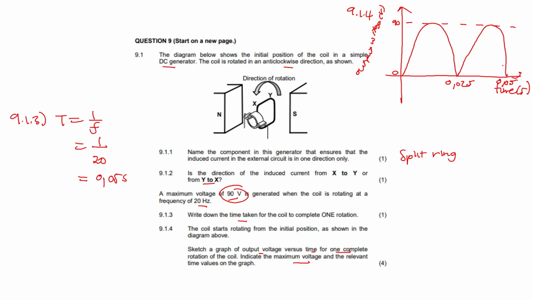I took my maximum voltage as positive, so my graph will be above the line. But if you took your maximum voltage as negative 90, you would have an upside down graph. But the question gave us 90 volts as positive, so you wouldn't have to draw minus 90. But if you did, they wouldn't mark it as incorrect. They would take it as correct.